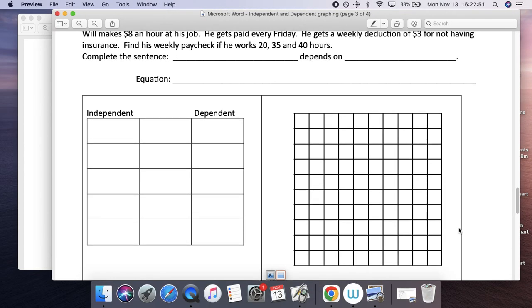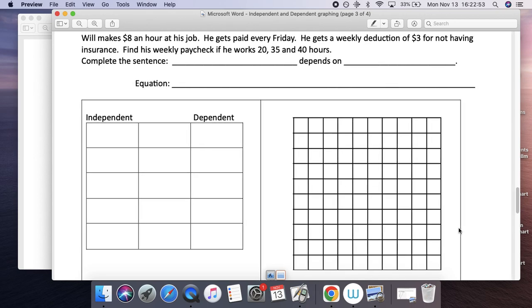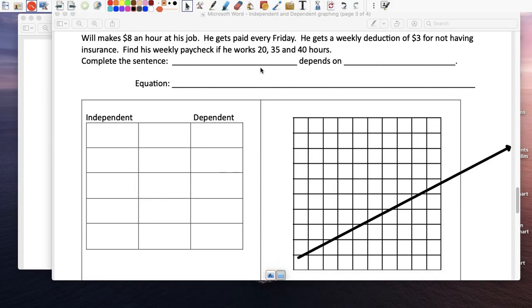Here we go. All right, Will makes $8 an hour. Gets paid every Friday, okay? He gets a weekly deduction, though, of $3 for not having insurance. Find his weekly paycheck if he works 20, 35, 40 hours.